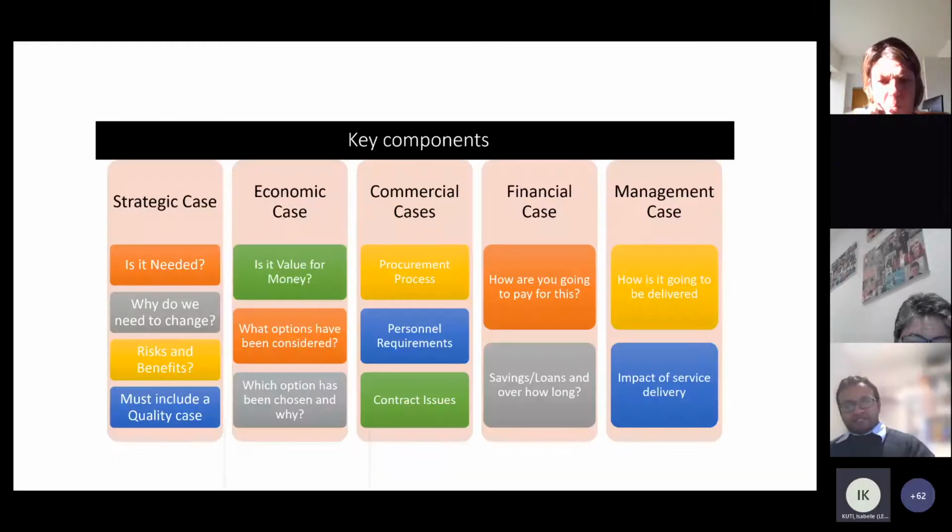So going back to this strategic case, I'm going to go through basically the strategic case and economic case mainly, and then we're going to come across some of the issues you might find in the commercial and management cases.